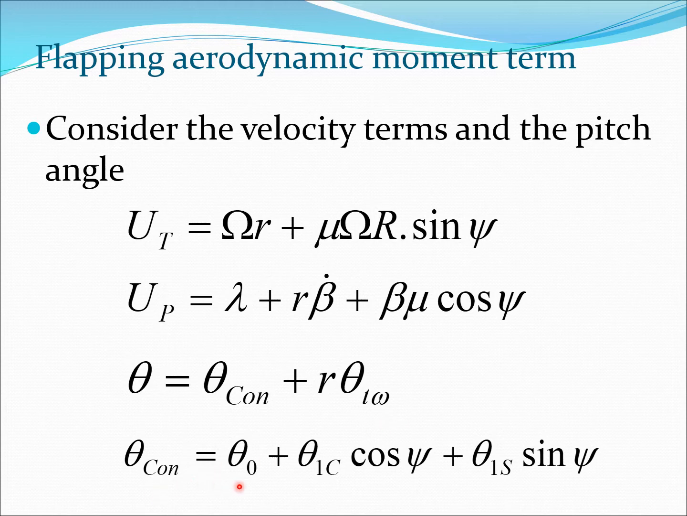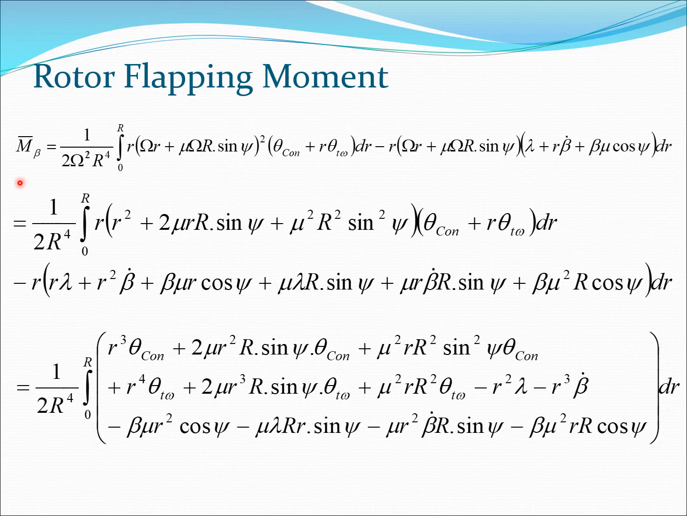And theta control is theta 0 plus theta 1c cosine psi plus theta 1s sine psi, and this is the input given by the pilot. Okay, so with these we can now calculate the expression for m beta bar. So that's the integral we get, and what I have done here is that I have substituted for the expressions for UT, theta, UT, and UP. And now we can put all these things together and write this integral out.